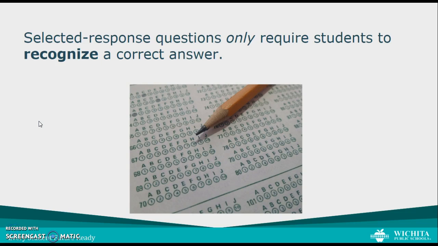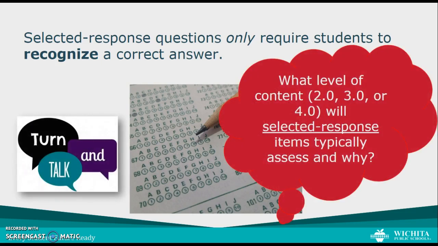So these types of questions only require students to recognize a correct answer. I want you to turn and talk to your partner next to you. What level of content will selected response items typically assess and why? So level 2, 3, or 4. Go ahead and pause for about 2 minutes and answer this question with your group.